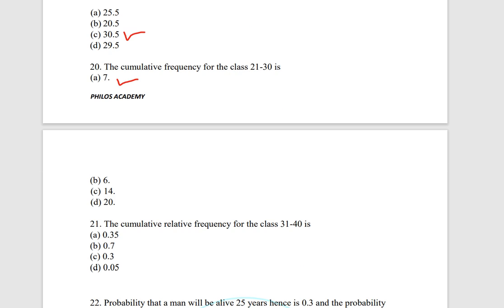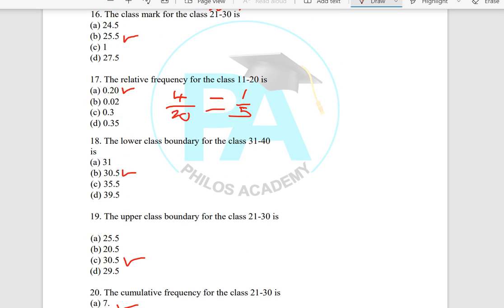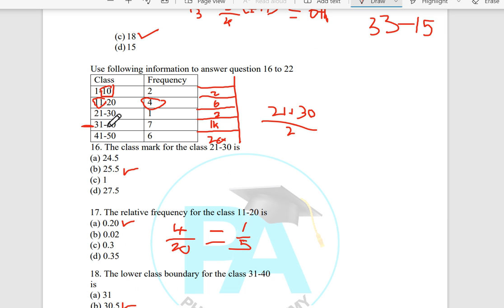Now the next question says the cumulative relative. Look at this. It didn't say cumulative frequency. It said cumulative. That's one thing. Relative frequency. It didn't say relative frequency, and it didn't also say cumulative frequency. They said cumulative relative frequency. Okay, for the class 31 to 40. So to do that, let's go to the class 31 to 40. This is a class for 31 to 40, right? This class. This where I've marked here.